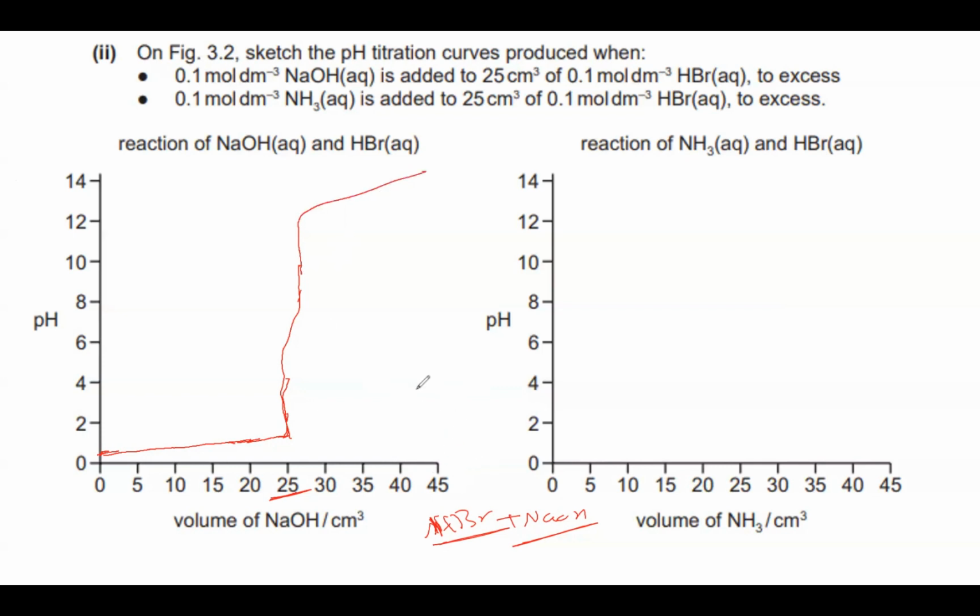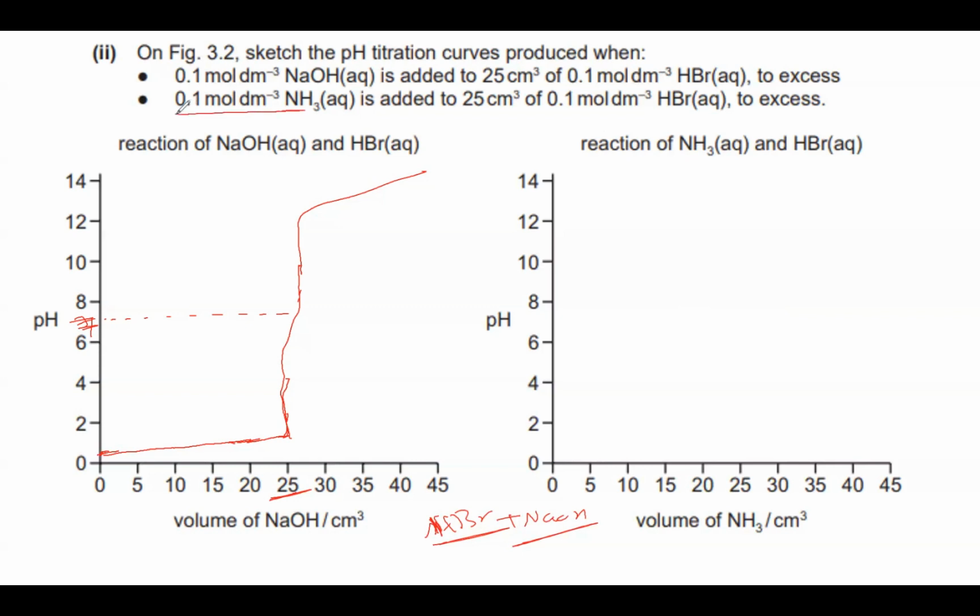So why is that, guys? Because NaOH is a strong base, so it will have a higher pH. Okay, so this is the curve. And the equivalence point is supposed to be at pH 7. The equivalence point will be at pH 7. Let's talk about the second one.